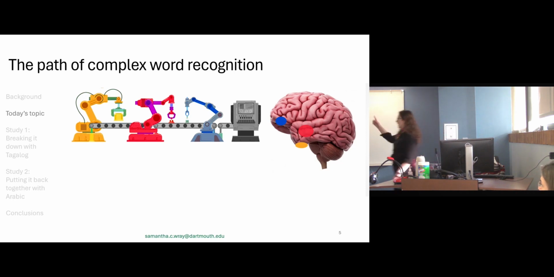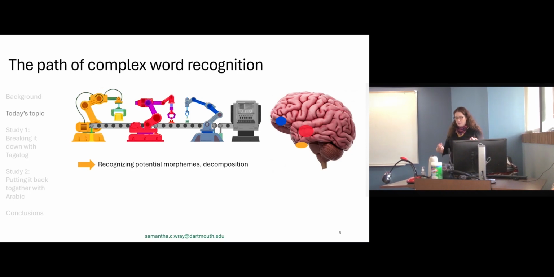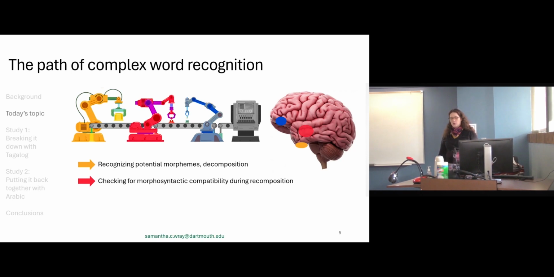First, in this general area, you break down a complex word into its constituent parts. So here in yellow, you'll take something that could be a morpheme from a word and break it off. Then you have to put those parts back together, and that's in blue and red. In red, you're going to check that these parts are morphosyntactically compatible, that there's the right part of speech for your particular morphemes. Then you're going to check that they're semantically compatible. So I'll walk you through these processes in detail in a moment.